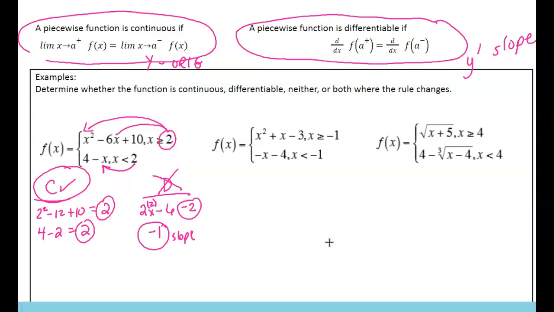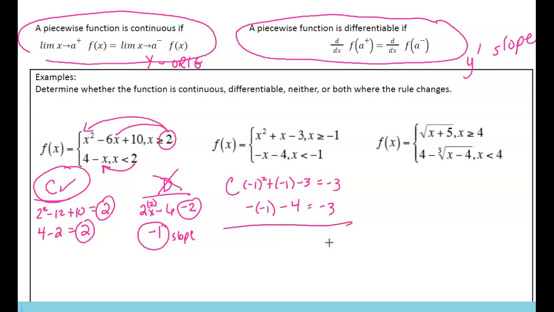So let's try. If we substitute negative 1 and negative 1 here. Let's see, we get 1 minus 4 is negative 3. What's that? 1 minus 4 is negative 3. So that's definitely continuous.